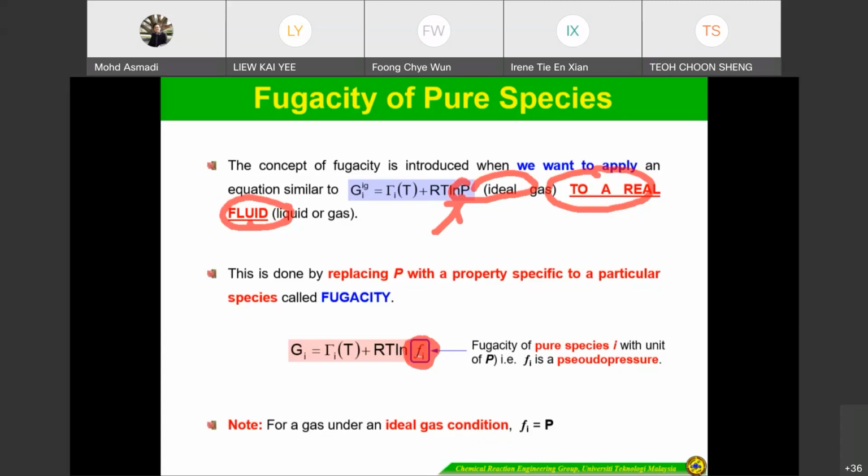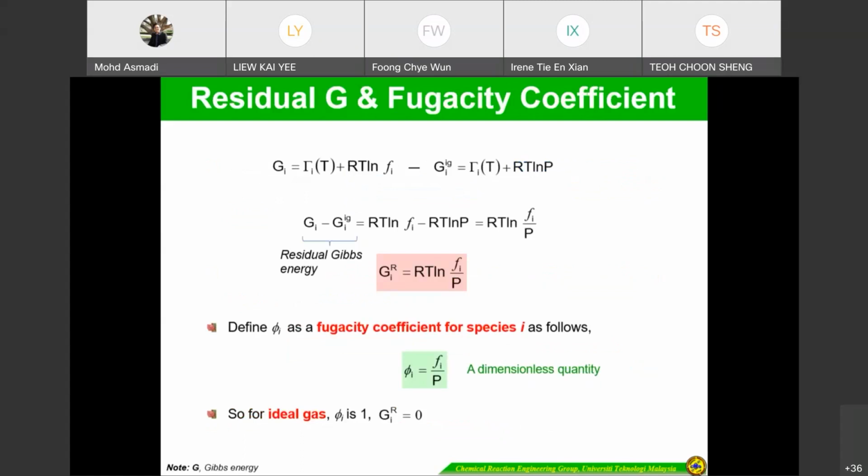For a gas under ideal gas conditions, you have to remember that the fugacity of the species is similar to the pressure, because it is ideal. Previously we dealt with the ideal, that's why we used pressure. But for real fluids we use fugacity. So remember that. So how do we calculate the fugacity?